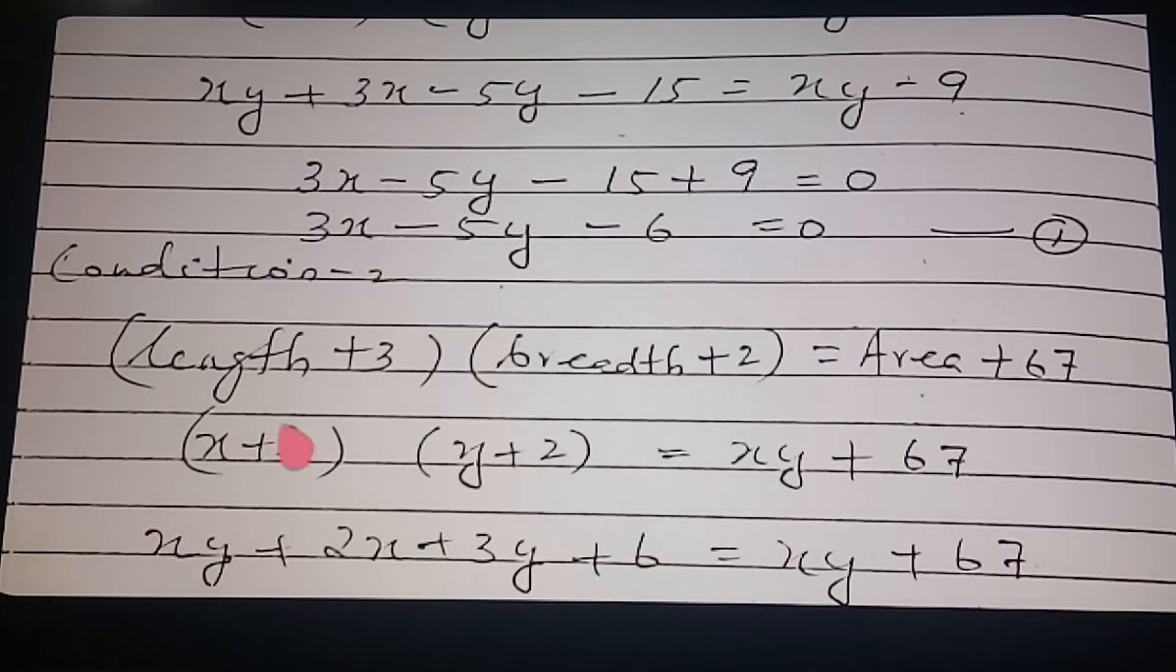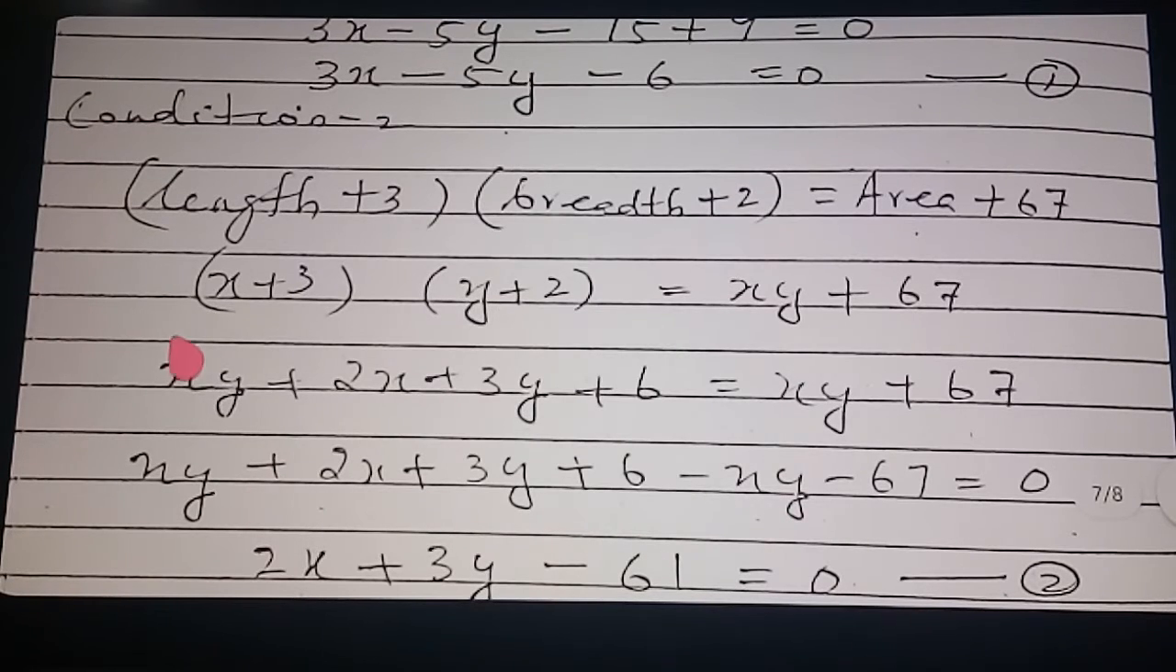So open this bracket. x into y, xy, then 2x, 3y, plus 6 is equal to xy plus 67. So xy on the LHS and xy on the RHS cancel. So 2x plus 3y plus 6 minus 67. So how much will come? Minus 61 equal to 0.